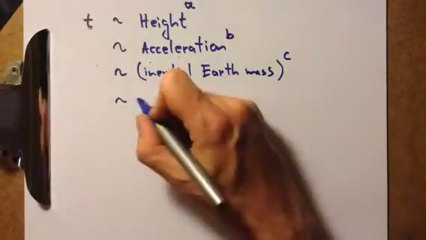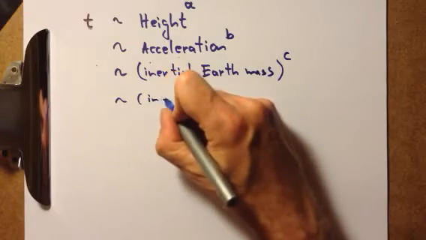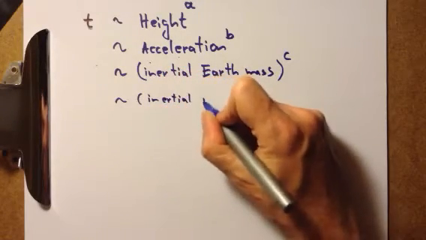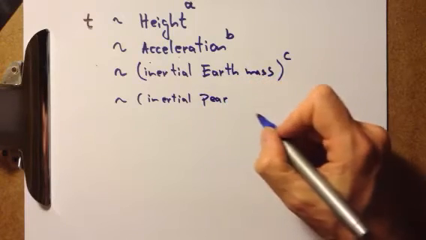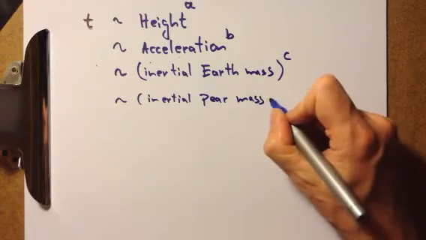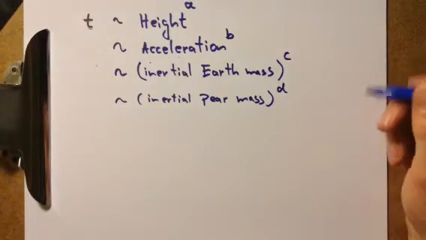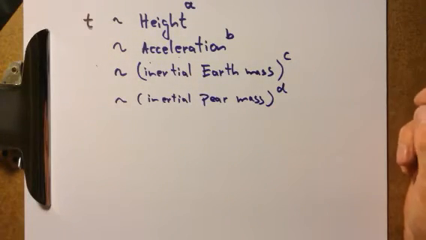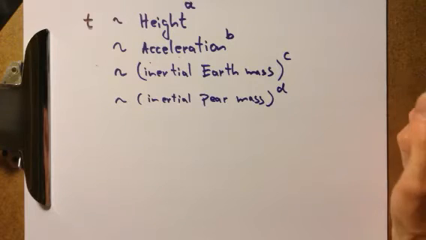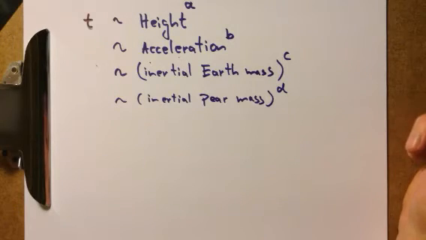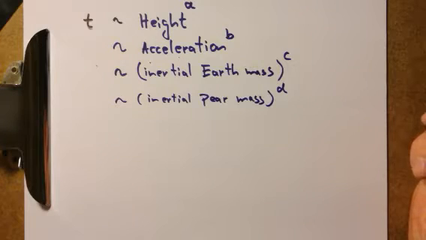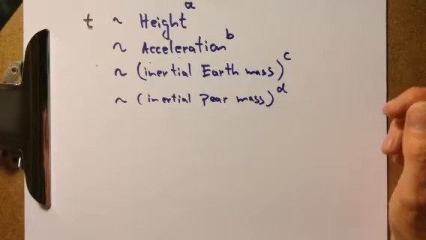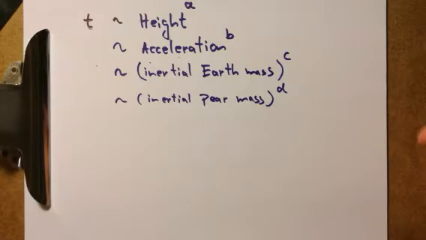And because it's symmetric, the inertial mass of the pear should also go into our consideration. The inertial pear mass, maybe to the power of d. The more inertia a pear has, the more difficult it'll be to drop, so the time would be longer for it to drop down. And symmetrically, if the Earth has a large inertial mass, it'll move towards the pear somewhat slower, and that should affect the time for this drop.